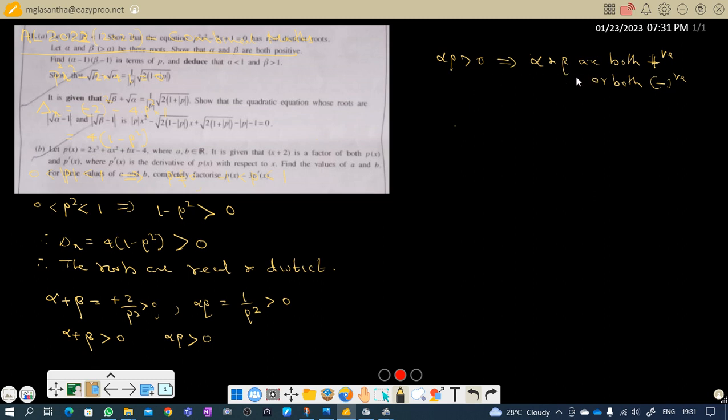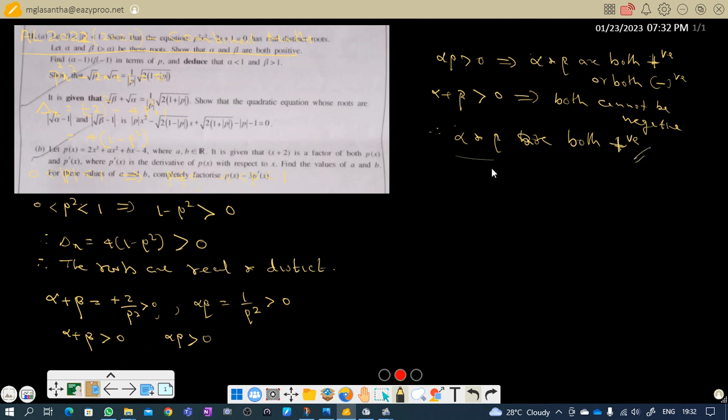Then only one of these two possibilities holds. But alpha plus beta greater than 0 implies both cannot be negative. Therefore, alpha and beta are both positive.